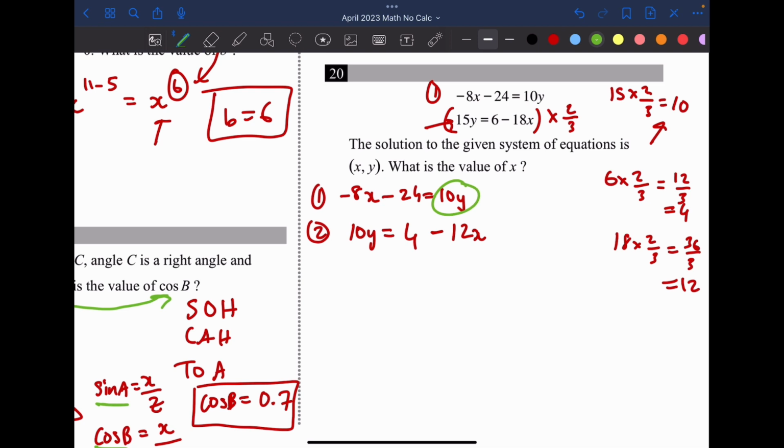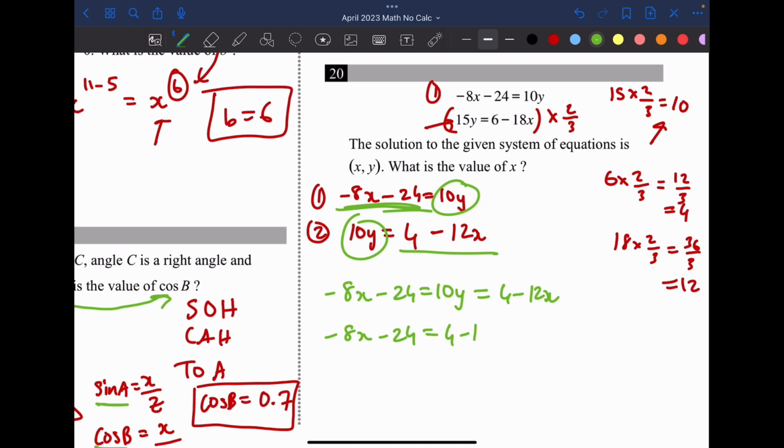Now we have both new equations, and we have two things that are similar. We have a 10y here, and we have a 10y here. That means if 10y is equal to this, and at the same time 10y is equal to this, we can equate them to each other. So negative 8x minus 24 is equal to 10y, which is also equal to 4 minus 12x. That means negative 8x minus 24 must be equal to 4 minus 12x, because all these are equal. Okay, after that, let's solve for x.